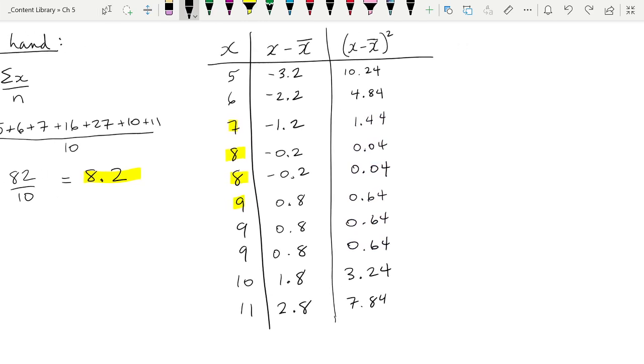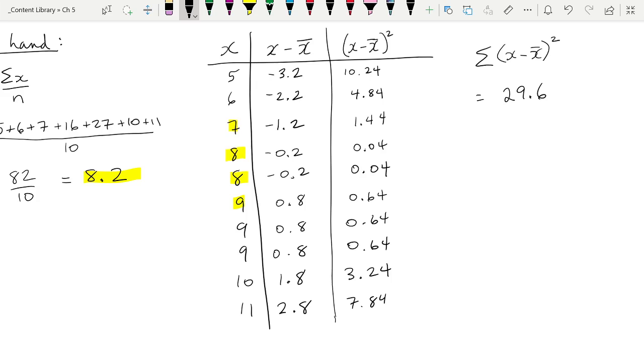So the next part of the calculation, we've got to add all this up. The sum of all x minus x bar squared is, and okay, I'm going to punch buttons real careful now. So 7.84 is already on my screen, plus 3.24, plus 0.64, I might as well times that by 3 because there's 3 of them, plus 0.04 times 2, plus 1.44, plus 4.84, plus 10.24. Somebody, I hope, punches buttons with me, to make sure I didn't punch buttons wrong. I get 29.6.